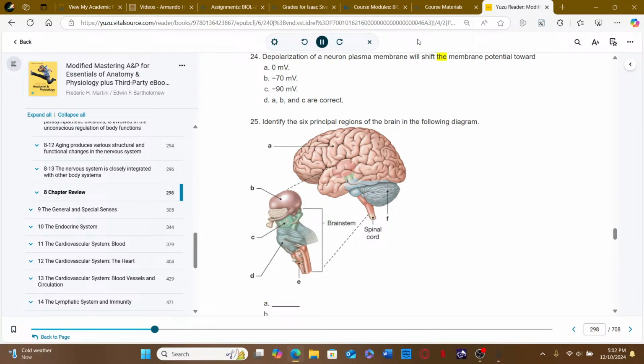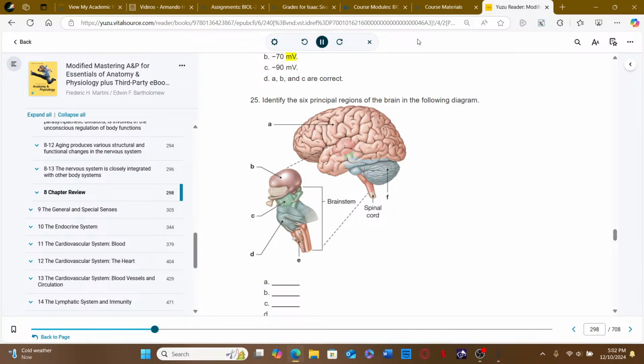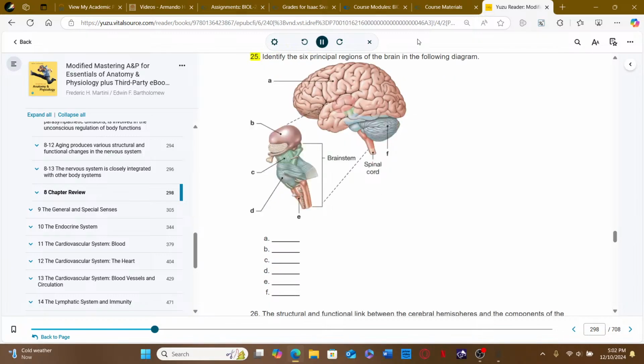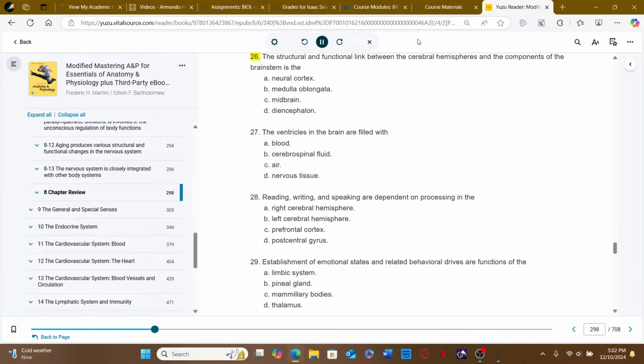24 Depolarization of a neuron plasma membrane will shift the membrane potential toward 0 mV. 70 mV. 90 mV. A, B, and C are correct. 25 Identify the 6 principal regions of the brain in the following diagram. Identify the regions in the brain, brainstem and spinal cord.